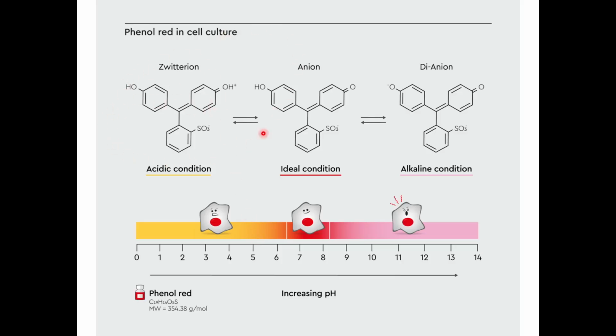So this is the chemical structure of phenol red, and it is a zwitterion in acidic pH, so it gives a yellow color. At neutral or physiological pH it's an anion, and it gives a reddish orange color, and at alkaline pH it is a dianion, so it gives a pink or magenta purple color. So this is how the color change works.